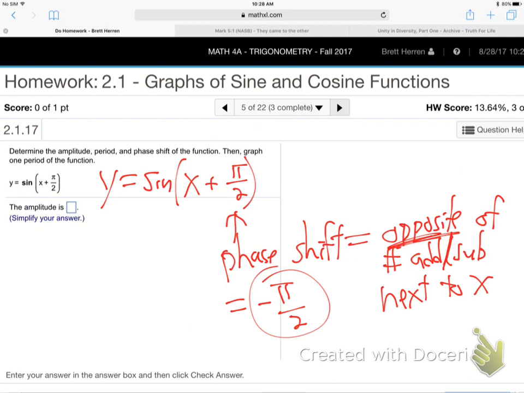But it's just as wide. One cycle is the same. The period will not change at all. The period is still just the normal period for sine, 2 pi. No change at all. Numbers added, subtracted, just shift the thing. And they shift it the opposite of whatever's there. So it's a negative pi over 2 shift. Let's see it on the graph. We good with that?